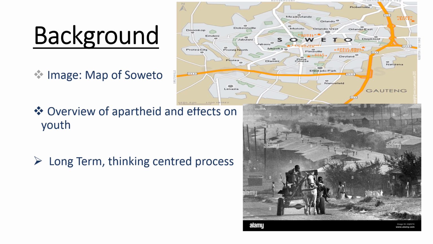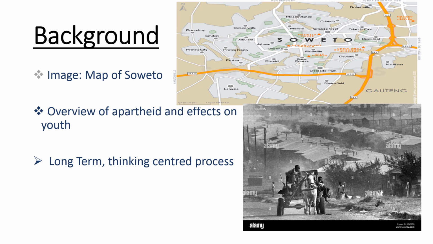On this slide, we have the background. There we have the image of the Soweto map. Second point, overview of apartheid and effects on youth.